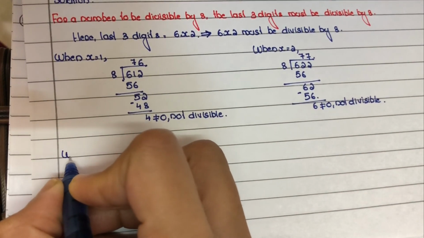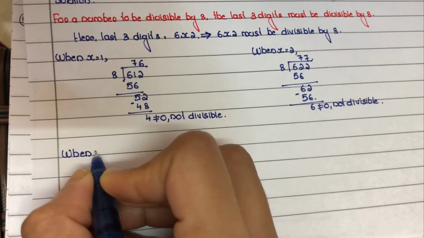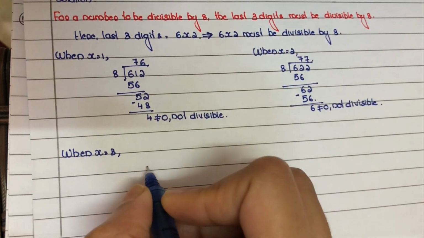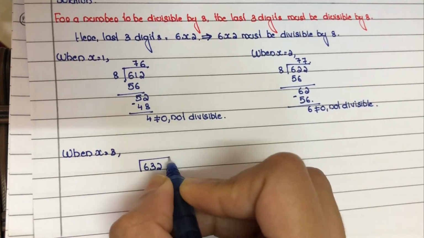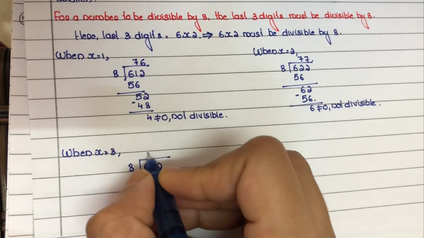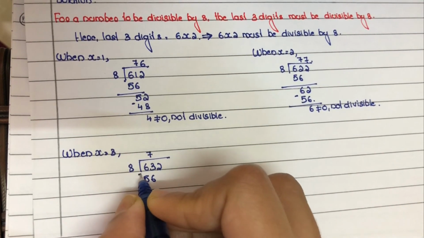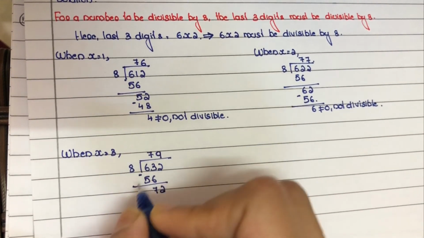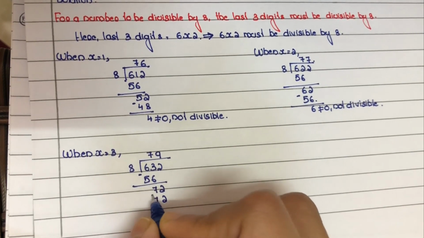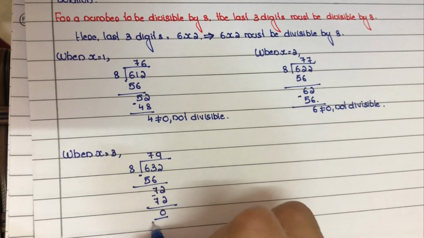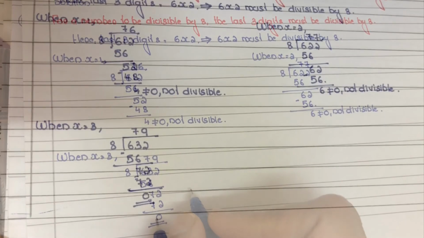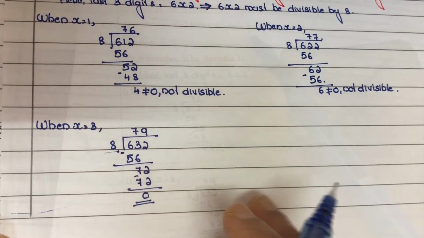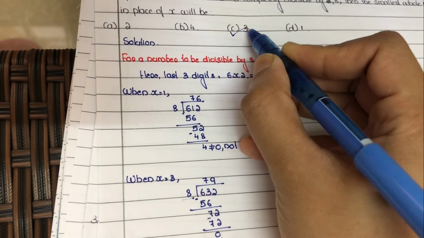Next, when x equal to 3, that is 632 divided by 8. 7 times 8 is 56, 63 minus 56 is 7, bring down 2, 72. 9 times 8 is 72. 72 minus 72 is 0. Here the remainder is 0, so we can say that 632 is divisible by 8. So the value of x is 3, option C.